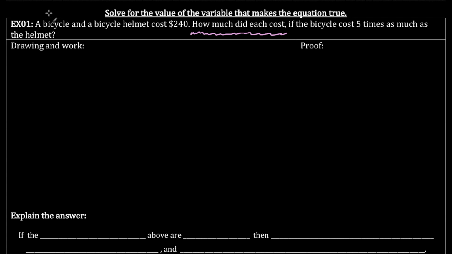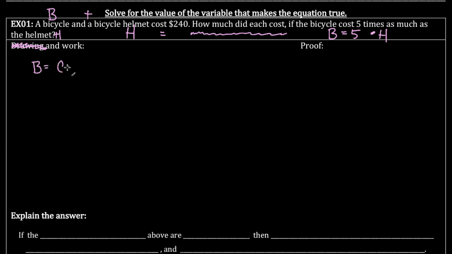So let's represent this. We'll say the cost of the bicycle is capital B, and the cost of the helmet is H. I know that combined they give me $240. It also tells me that the cost of the bicycle is 5 times the cost of the helmet. So the cost of the bicycle is 5 times H. Let's not worry about the drawing in this one. Let's label our variables first.